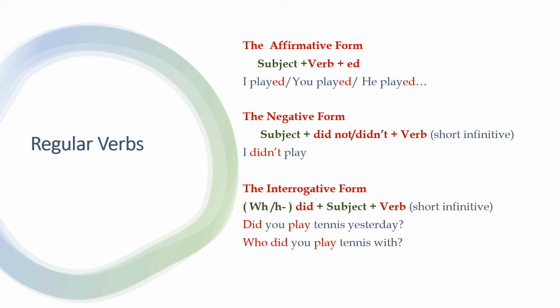For the interrogative form, for questions, we're going to use the same auxiliary again with inversion. Did you play tennis yesterday? So for simple closed questions, we're going to have the following structure: did plus subject plus the short infinitive form of the verb. For an open question, we're going to start with the question word followed by did, followed by subject plus verb. Who did you play tennis with? This is the past tense simple of regular verbs.